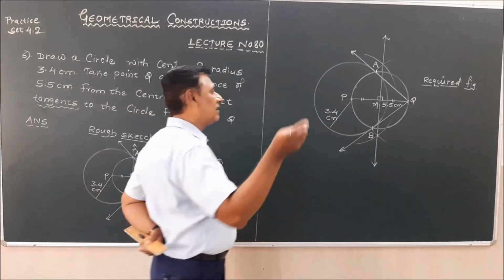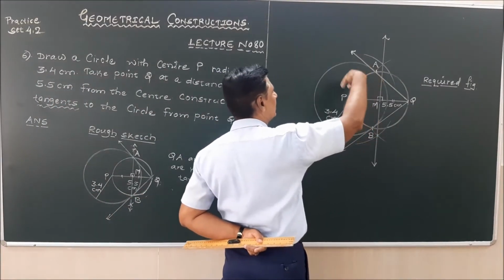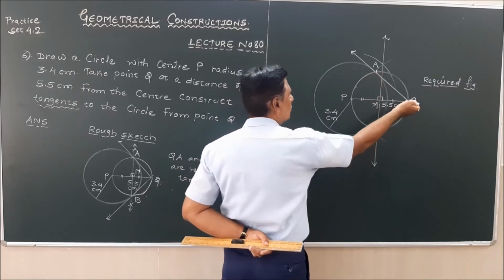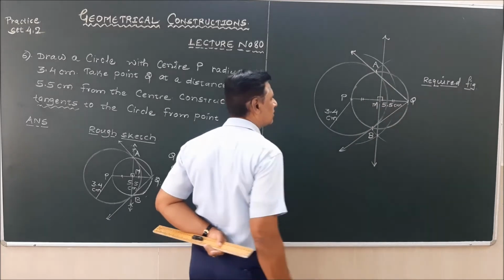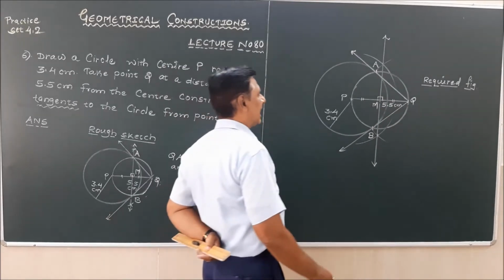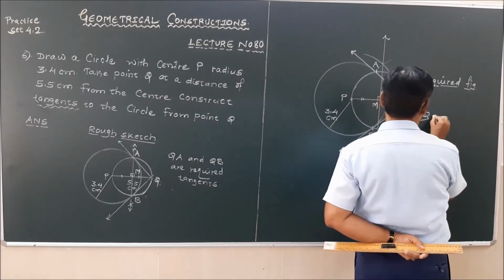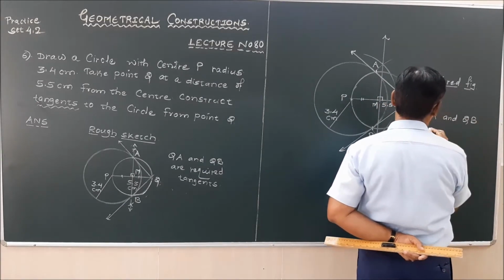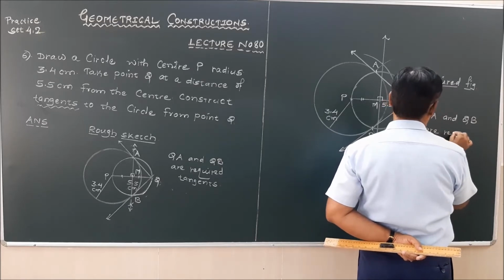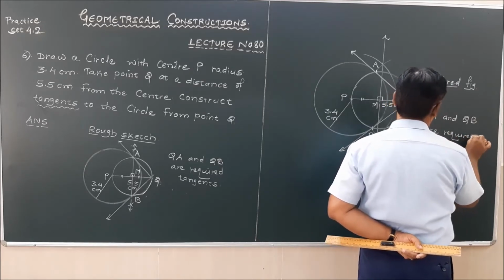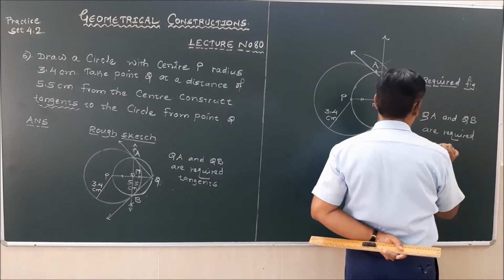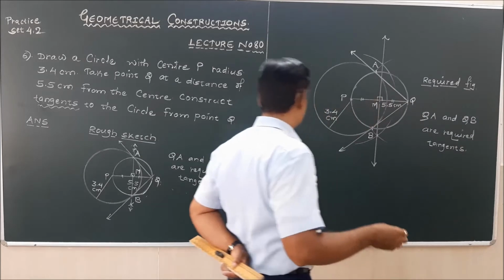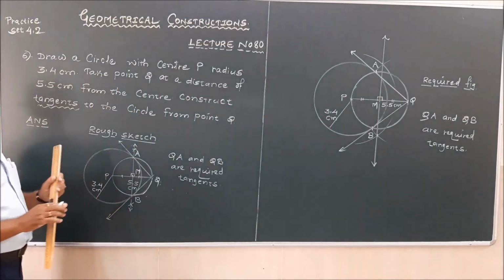This circle will intersect the circle of radius 3.4 in points A and B. Then, through point Q, join QA and QB, so you surely find that QA and QB are the required tangents. So here we find that I finished question number 6.